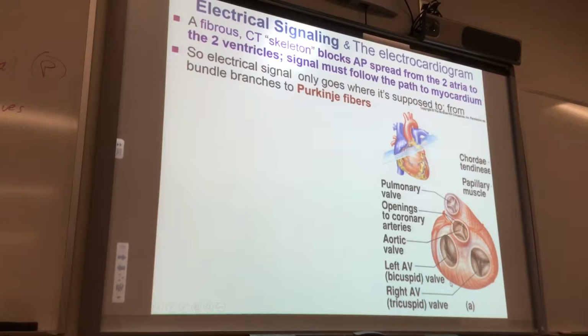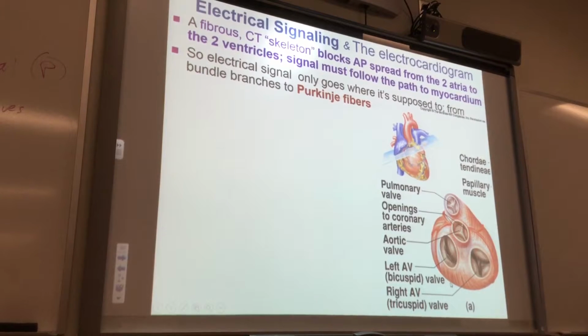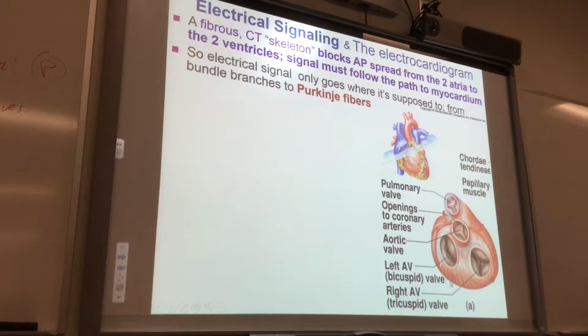No, so we're talking about the electrical system. What I'm saying is, if you want to get an electrical signal from the SA node, living in the atria, to contract the ventricles, you have to follow the electrical signaling pathway, which is the SA node, AV node, interventricular bundle of His, right and left bundle branches, Purkinje fibers. If you are a signal from the SA node, you can only get to the ventricles through that pathway.